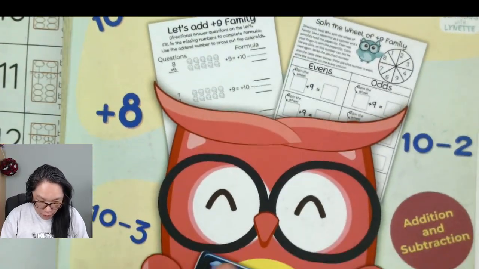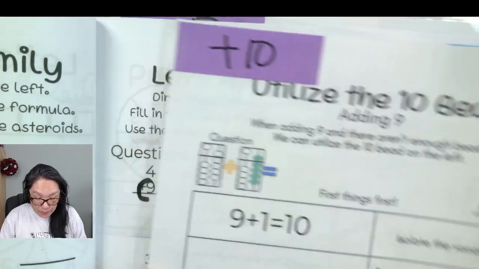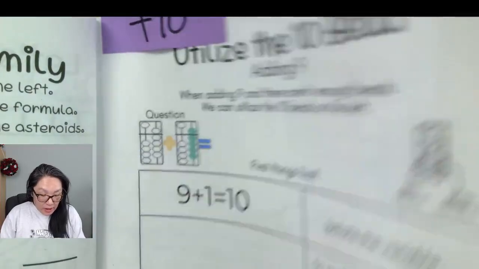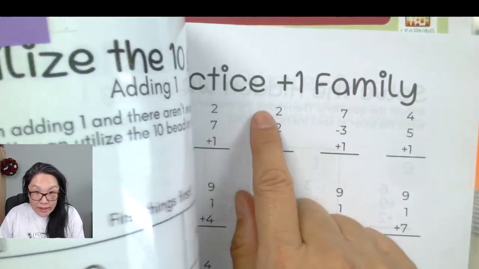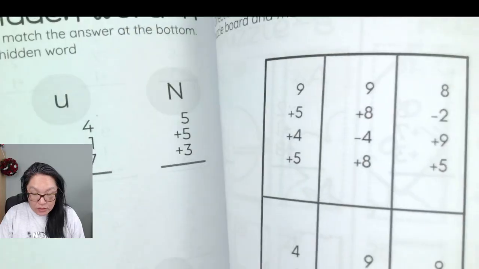This is going to be the fourth book, and this is talking about the plus tens, and this is only specifically about the plus tens. That's what we were doing, we were talking about how to add a nine, and it goes all the way to how to add a one. And then I have the practice pages, and after the practice pages, we go into puzzles.